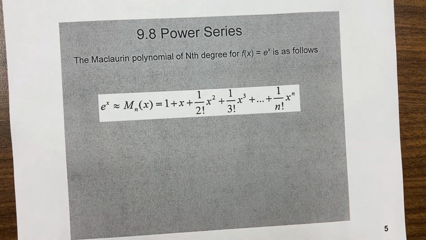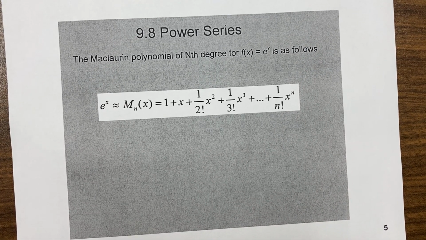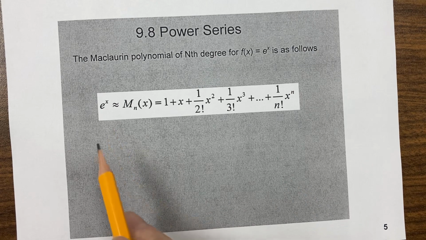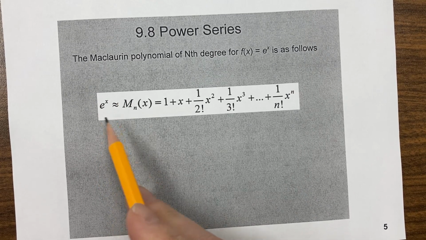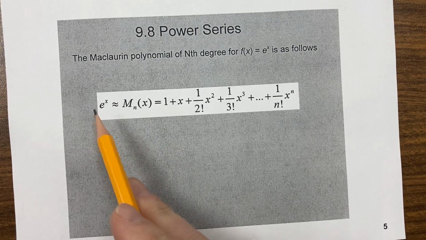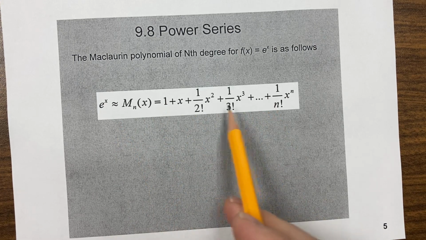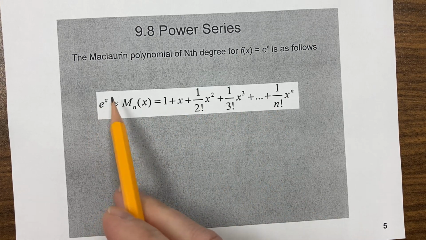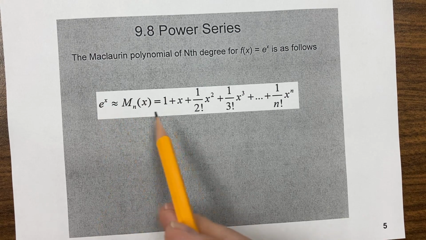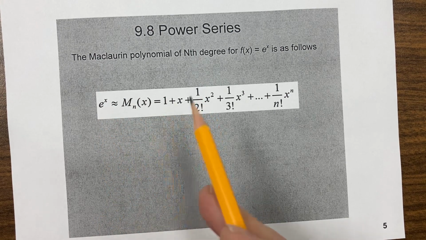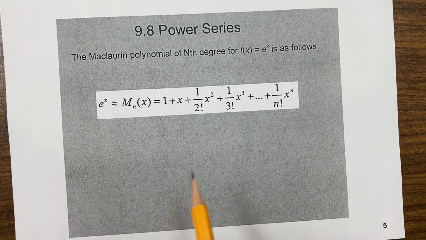All right, section 9.8 is on power series. We've been talking a little bit in class about this, the idea that when we build these Maclaurin or Taylor polynomials for functions, we're getting these polynomials that do a really good job of approximating values for e to the x or sine x or cosine x or natural log or whatever function it is that we're dealing with.